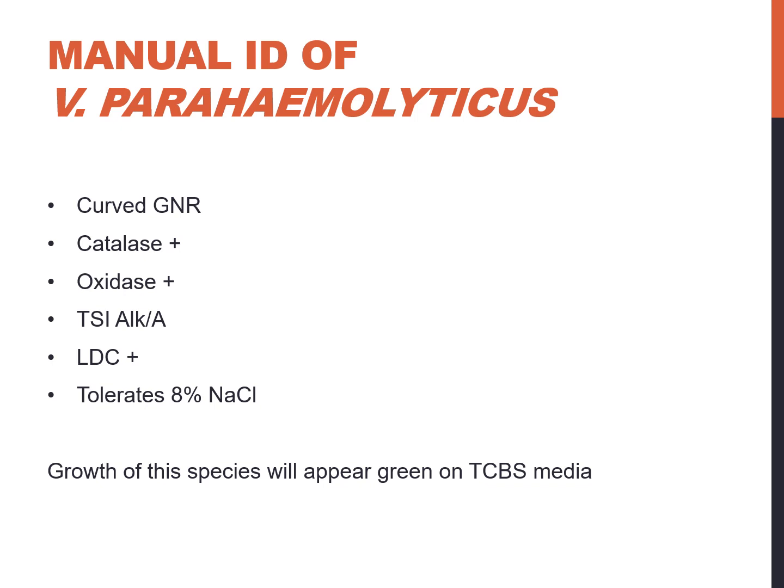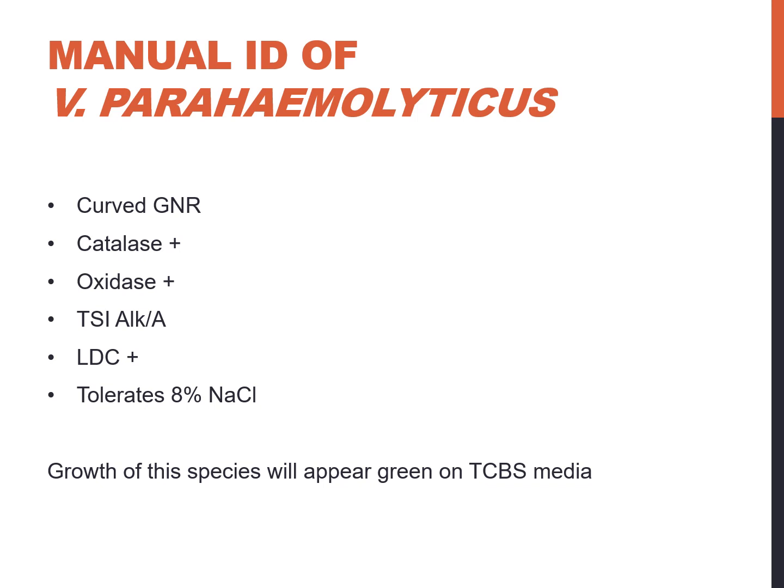To identify Vibrio parahaemolyticus, one of the first things we want to do is a gram stain. You will find that it is a curved gram-negative rod. Enzymatically, it is catalase positive and oxidase positive. On the TSI, it is alkaline over acid because it ferments glucose but not sucrose. It is lysine decarboxylase positive, and it does tolerate 8% sodium chloride, but it will not tolerate 10% sodium chloride.